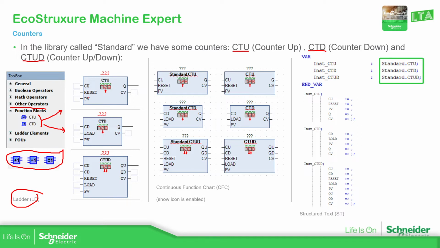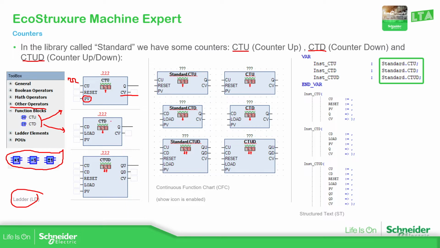The PV, which is the preset value, is used for the counter up, and the reset resets the value. If we press the reset in the counter up, it will put the actual counter value in the output to 0. When we apply pulses over here and the counter counts up and reaches the PV, then the output will be true.